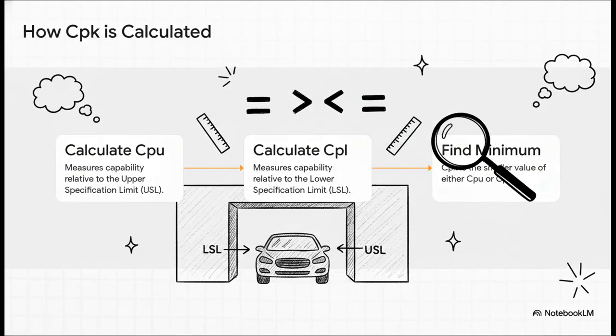And the way it's calculated follows this analogy perfectly. The math looks at your distance to the right garage wall, then it looks at your distance to the left garage wall. Your final CPK value is simply the smaller of those two measurements. And why is that? Because you're only as good as your tightest clearance. It doesn't matter if you have 5 feet of space on your right if you're scraping the paint off on your left. CPK is your worst case scenario metric.